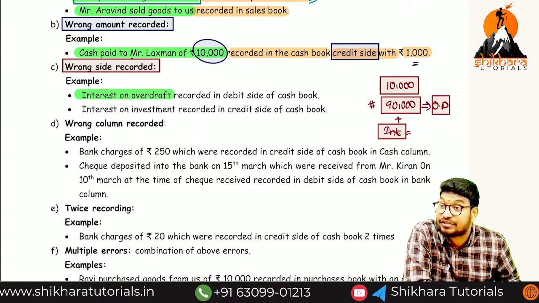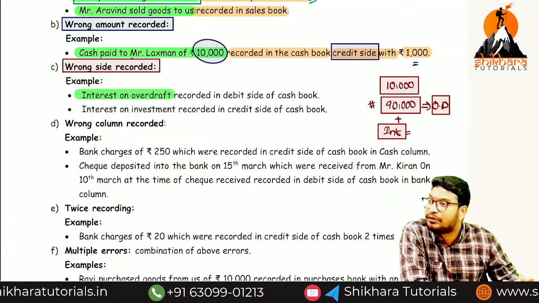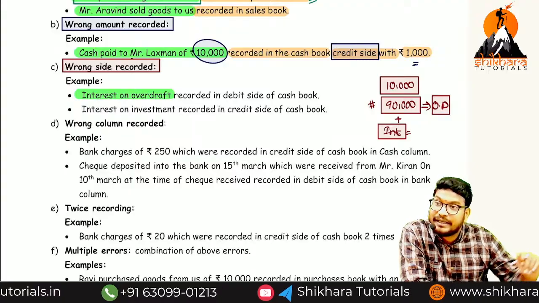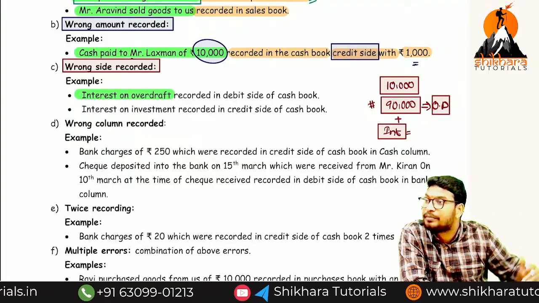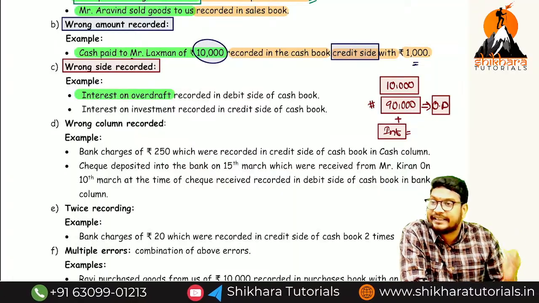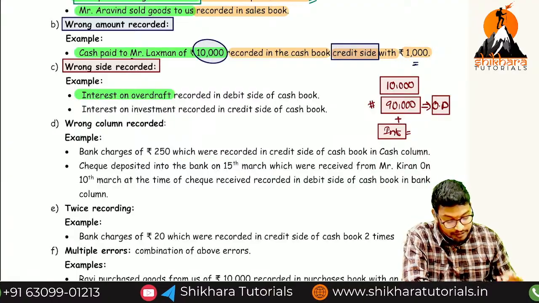Credit side of a cash book. Which column? This is related to bank, not normal cash. We are paying interest to the bank account by way of cheque. So this should be recorded in the credit side itself. But which column do we need to record? Bank column.